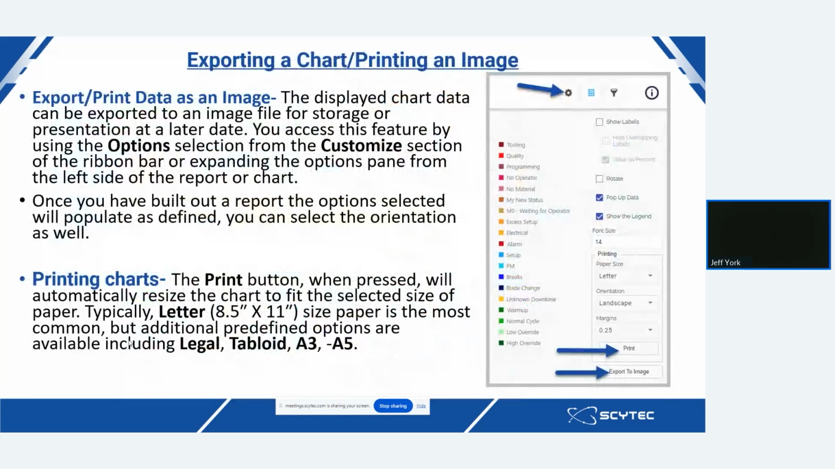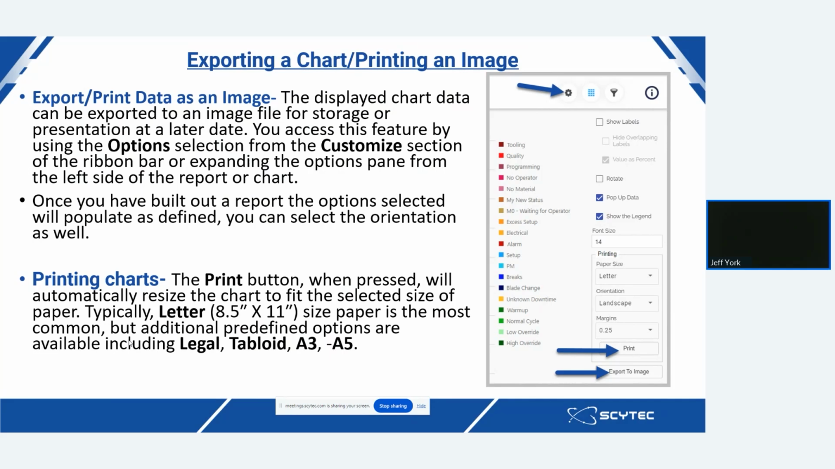Now, something else that's cool about data display that you may not be aware of is the ability to export a chart as an image for printing. The displayed chart data can be exported to an image file for storage or presentation at a later date. You can access this feature by using the options selections from the customize section of the ribbon bar, that little gear you see up there in that image.